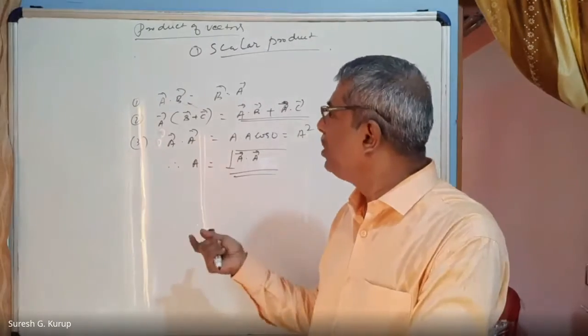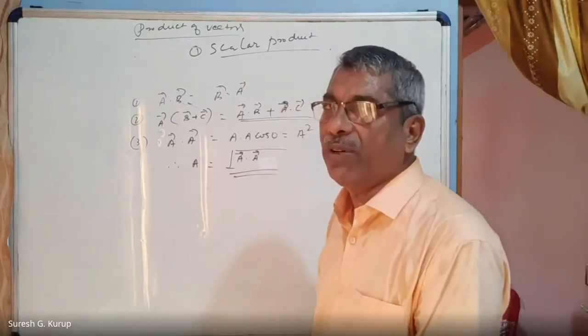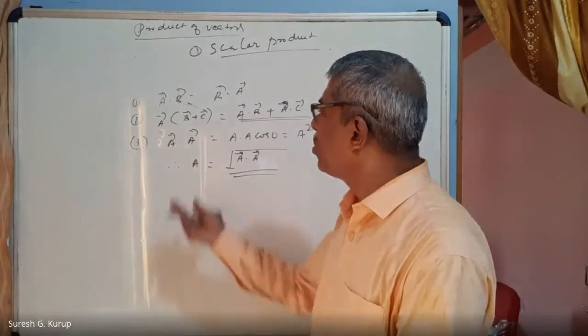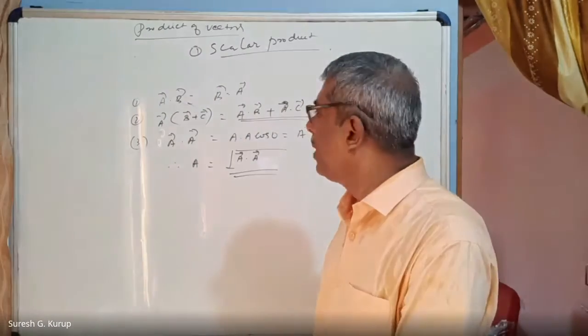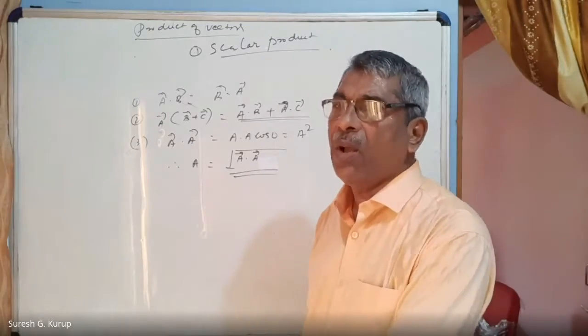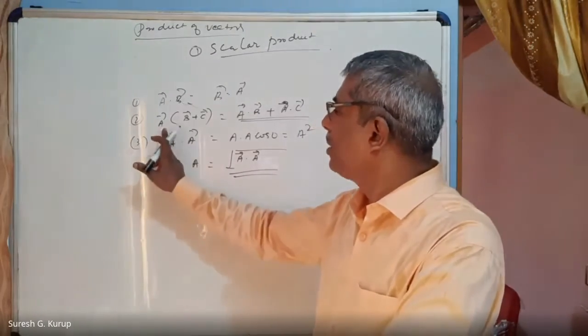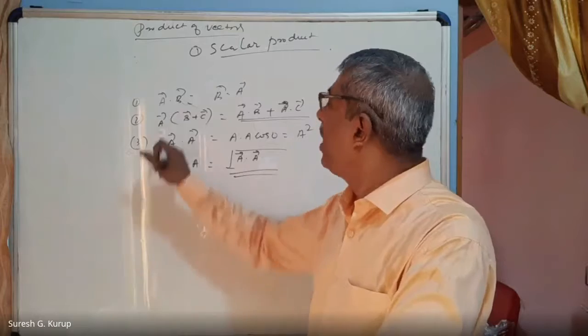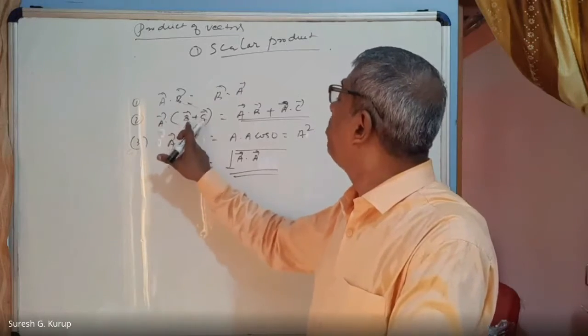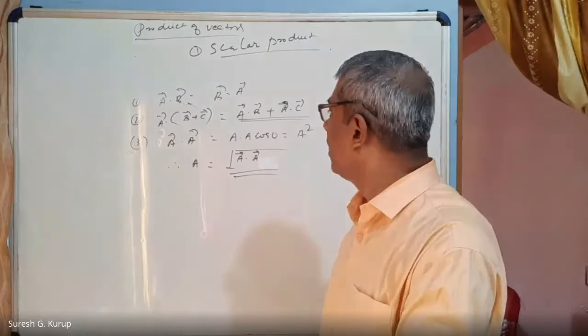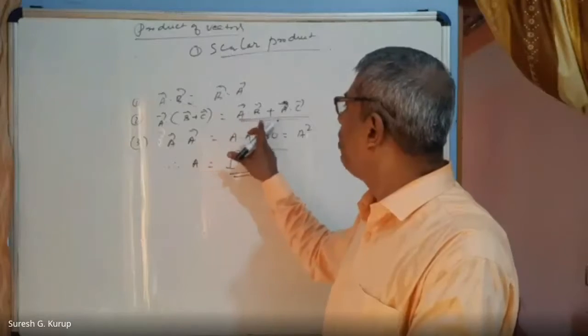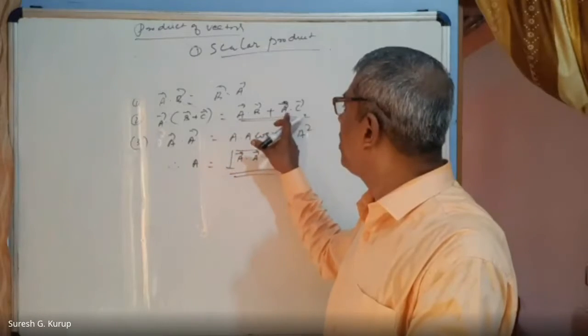This is the commutative property in the case of vectors. We can interchange and multiply them. Then also there is no change in the value of the scalar product. Then another one is vector A dot (vector B plus vector C), that is equal to vector A dot B plus vector A dot C.